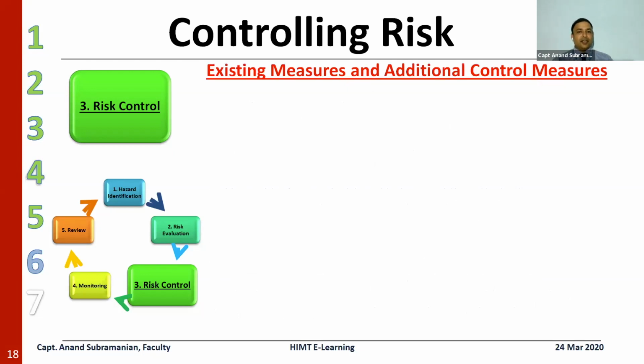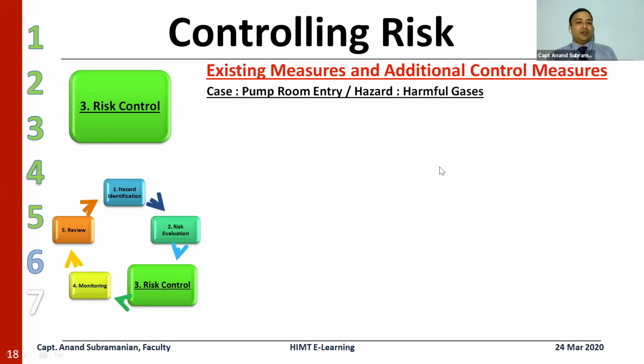So now we've taken care of some risk. Now we are going to talk about another thing, what is called existing measures and additional control measures. Let's take a case of a pump room entry. We're talking about an enclosed space. Pump room is normally taken up as an enclosed space on board tankers. And the hazard we're going to talk about is the gases. Is it possible to eliminate? No. Not possible because the gases are going to be there at all times.